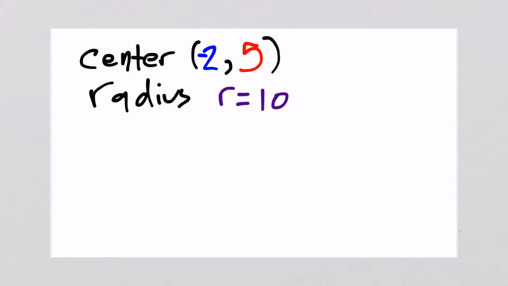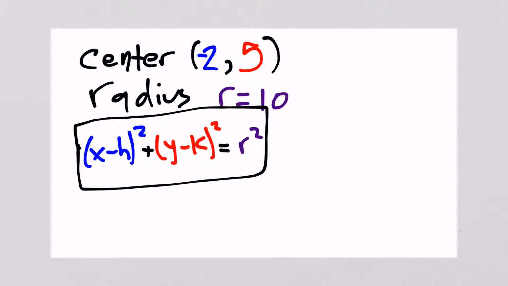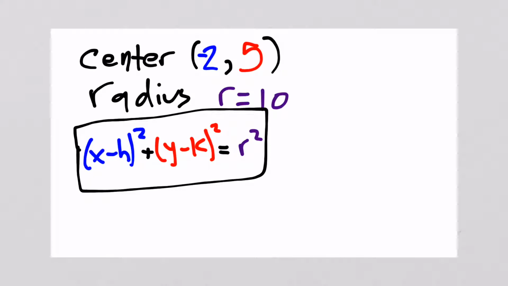Probably one of the first things you'll do is write the equation of a circle with a given center and a given radius. So all we really need to do in this instance is to take that general equation of a circle and substitute in our h and k and our r values.